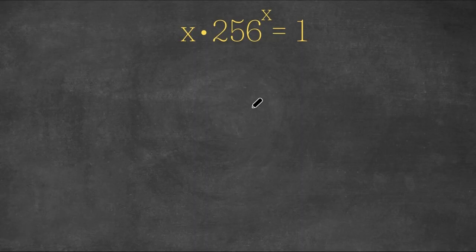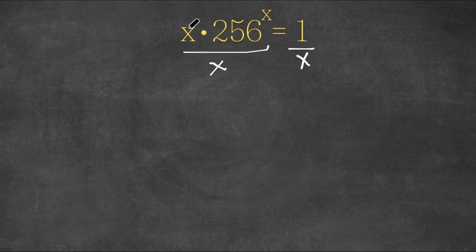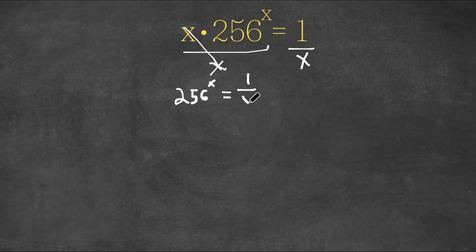In today's video, I'm going to be teaching you guys how to solve this exponential equation. So we have x times 256 to the power of x equals 1. Now what we're first going to do is get rid of this x on this side and move it to the other side. So how we're going to do that is we're going to divide both sides by x. On the left side, these two would cancel out, so we would just have 256 to the power of x, and on the right side here, we have 1 over x.